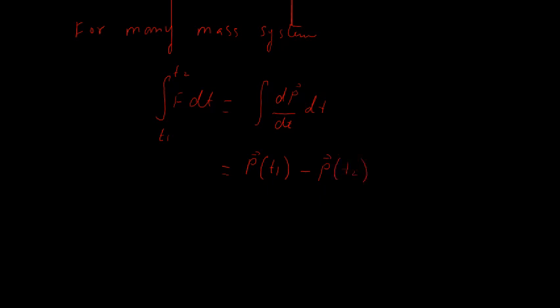That is, it's just the difference of the momentum with time. So we can write it as the difference of momentum, delta p, and this will be equal to the integral of F dt from t1 to t2. This integral has a special name, and it is called the impulse.